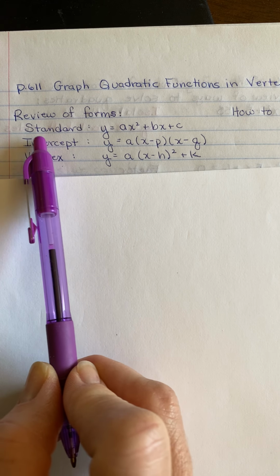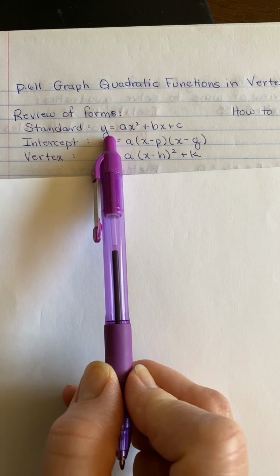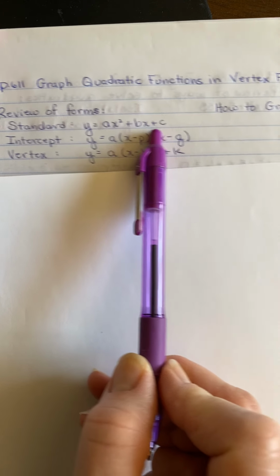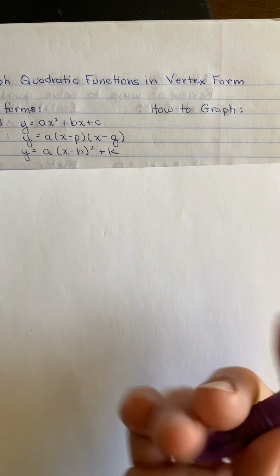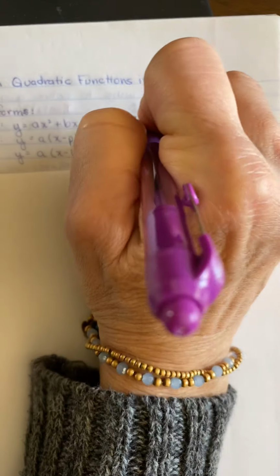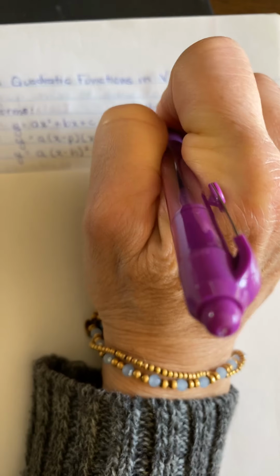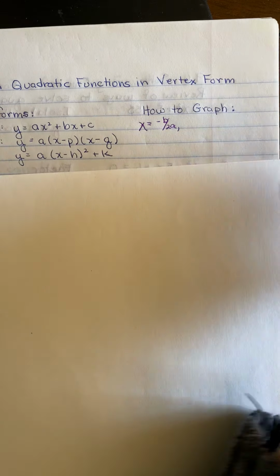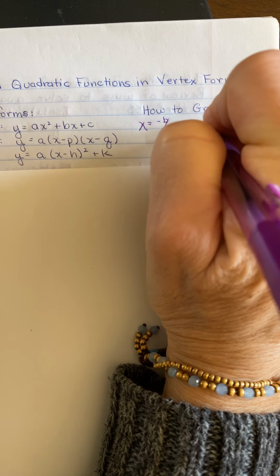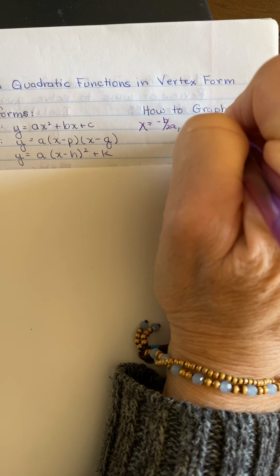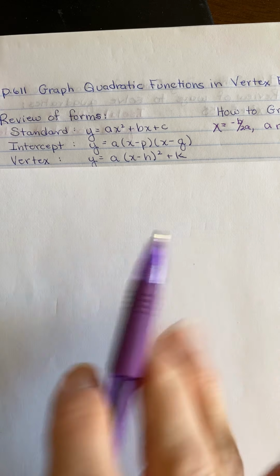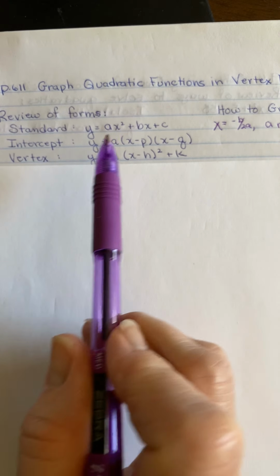We have a quadratic in standard form, y equals ax squared plus bx plus c. And how would you graph that? If you remember, you need to use x equals negative b over 2a. Then you need to plug that in. And we also use the a rule to find two other points. Then we also learned last week how to convert.